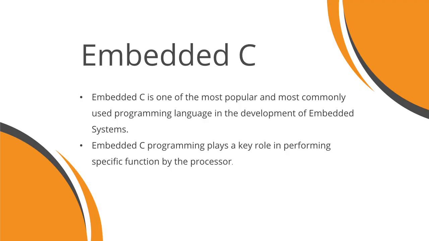Embedded C. Embedded C is a variant of the C programming language used for development in embedded systems. It provides a platform-independent way of programming microcontrollers and other embedded devices. Embedded C is used for developing firmware, which is software that controls the hardware components in an embedded system. It plays a key role in performing specific functions by the processors.